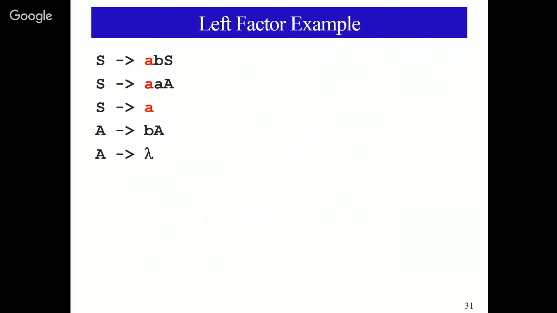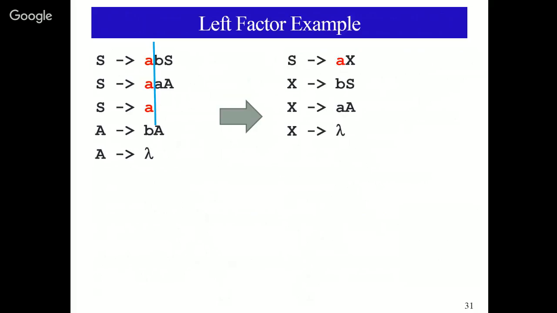Here is a left factor example. I have 3 productions for A that start with a little a. Well, take it out. Make it AX. What's X? Well, X is what's left on the right-hand side of that blue line. So X is BS, little a, big A, or nothing, lambda. Okay? And the A doesn't need to be left factored, so leave it alone.